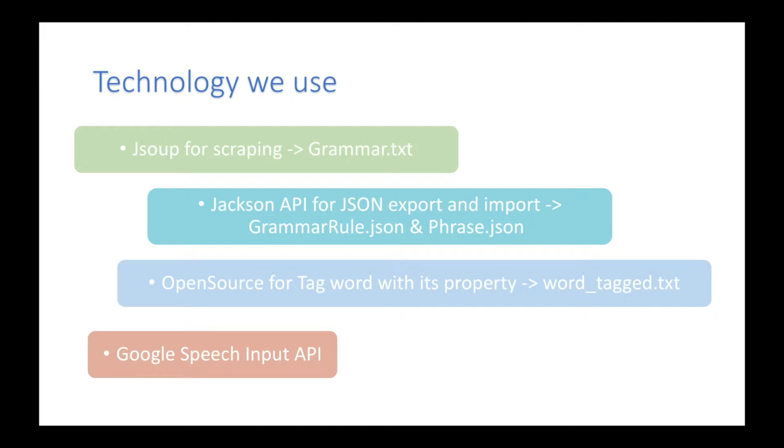And if we have it, we can check the grammar rule and phrase combination in a relatively short time of importing the JSON file. The third, we use an open source tagger for tagging words with their property, which is part of speech. And then we have the word tagged TXT. We can insert the word along with its property into a data structure we build for spell check. The last one, we use the Google Speech Input API for speech input of the GUI interface.